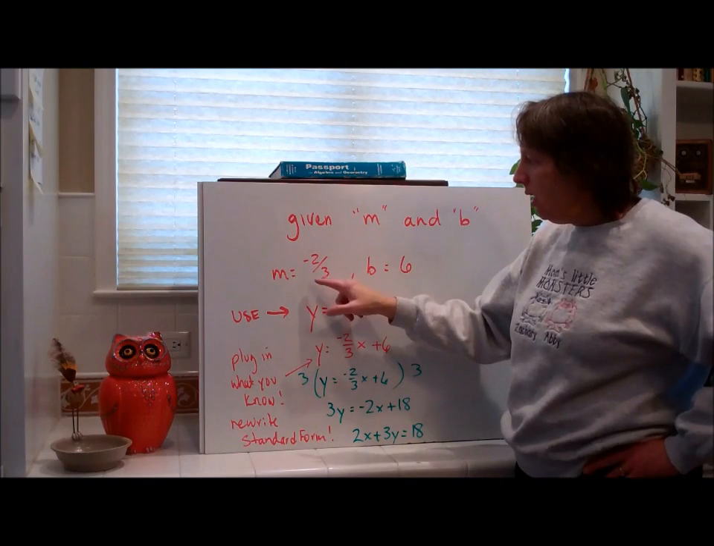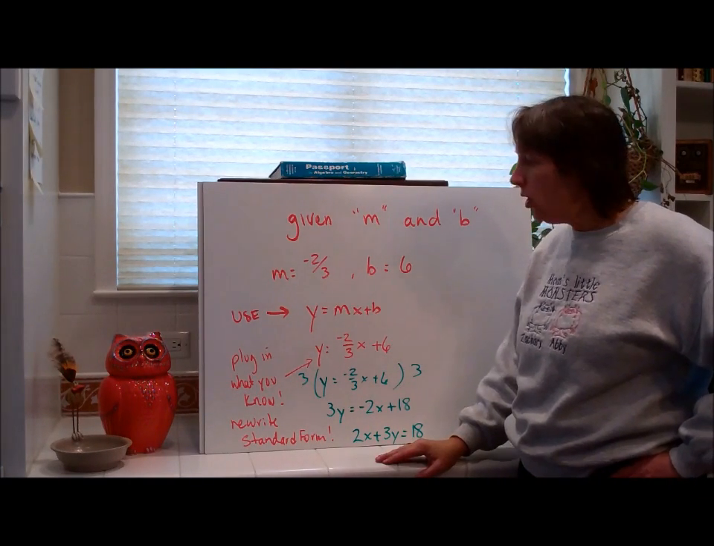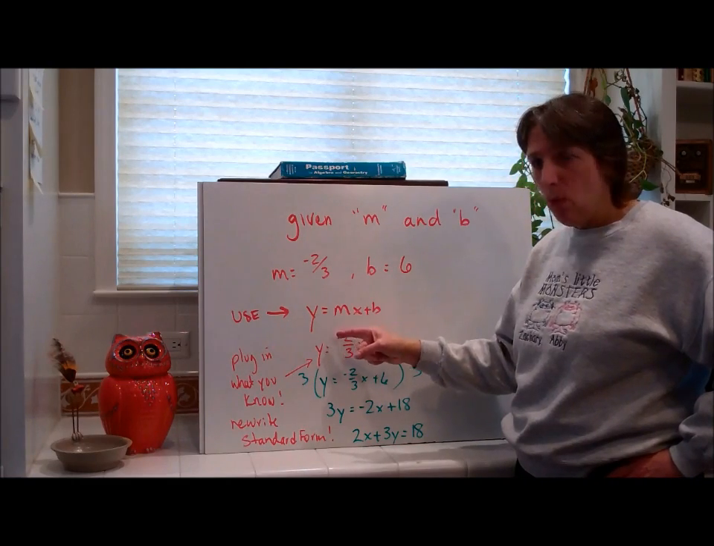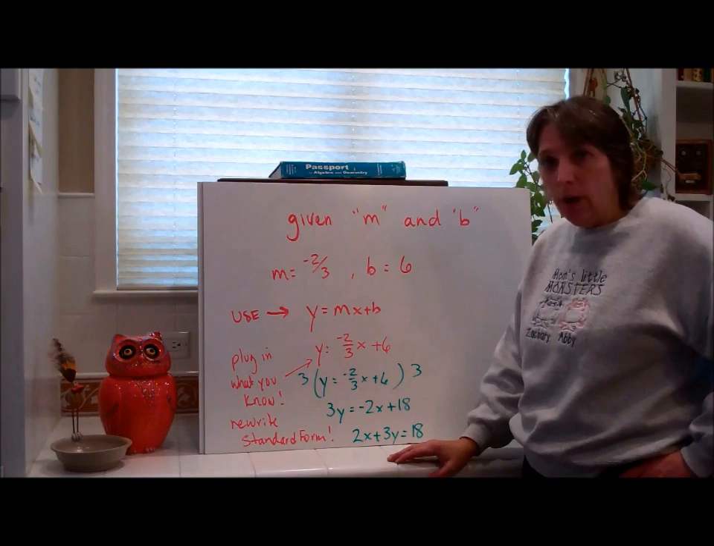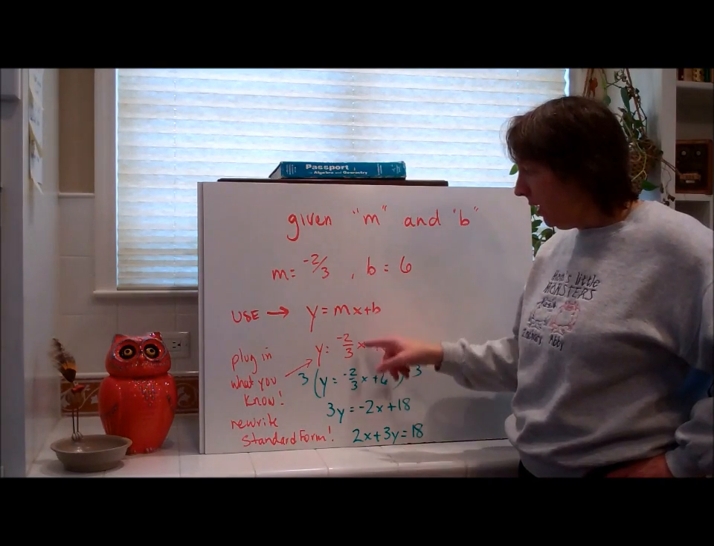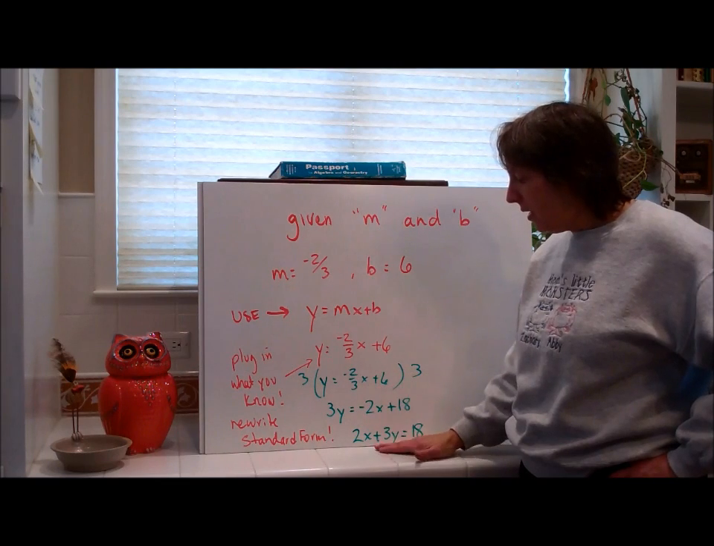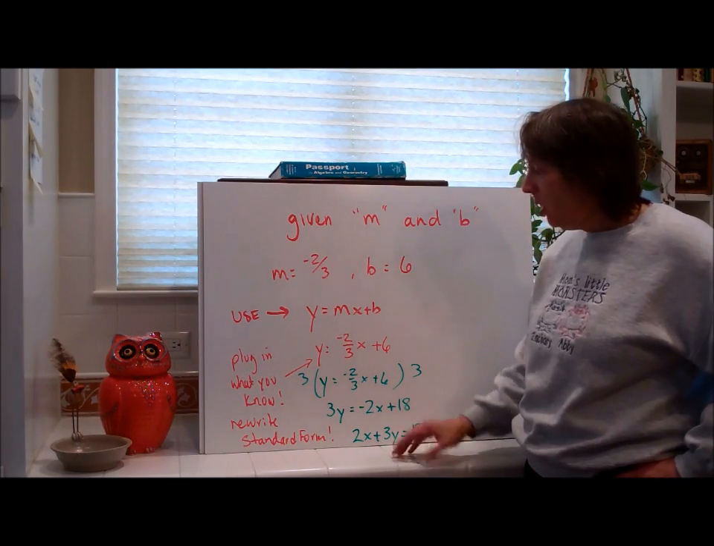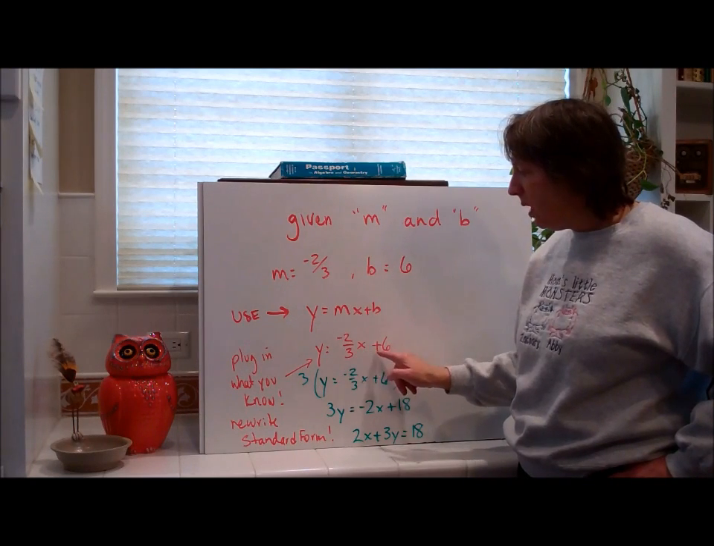Now, if I give you that, that should be a piece of cake for you to do right away, because you're going to use slope-intercept form, y equals mx plus b. If I give you the slope and the y-intercept, you're done, except for plugging it in and then rewriting and manipulating it so you can have standard form. If we know that m is -2/3 and b is 6, we plug it in.